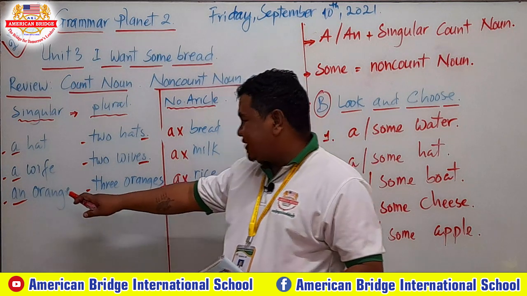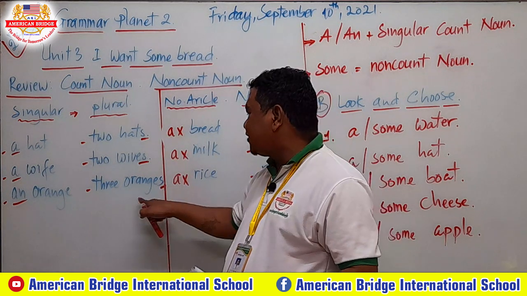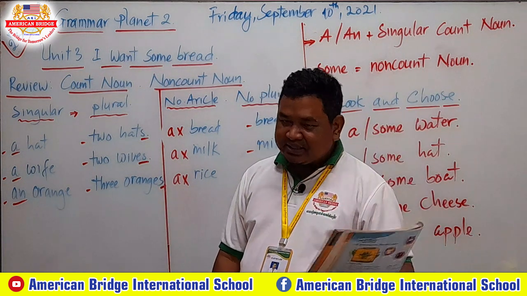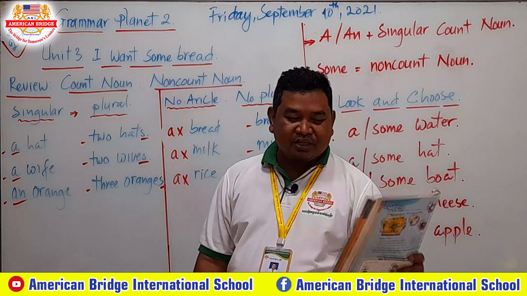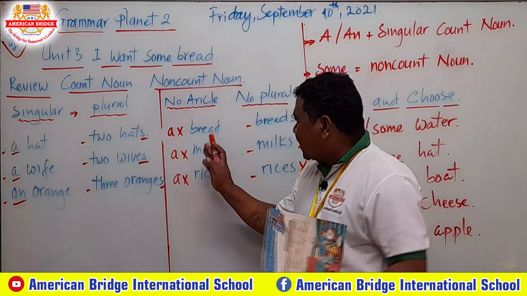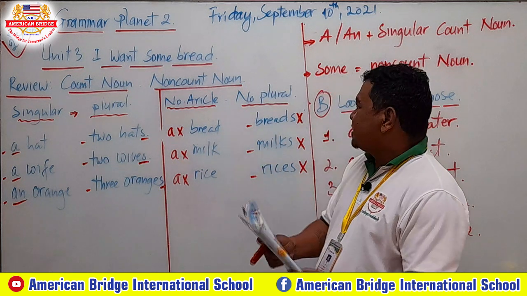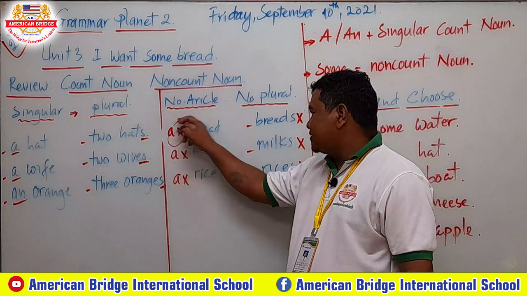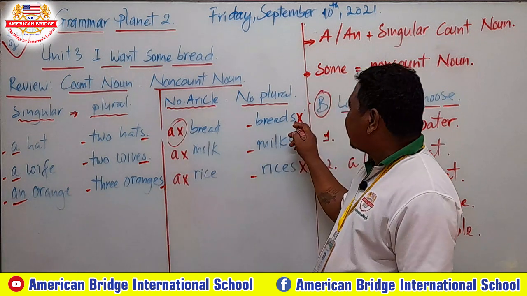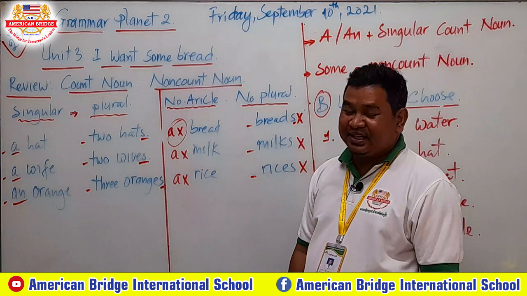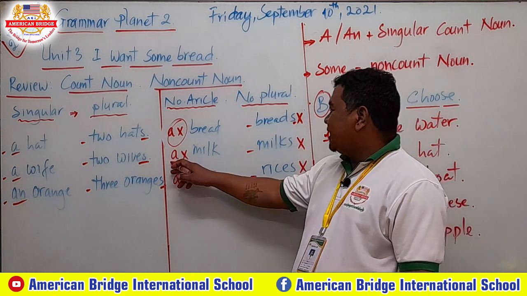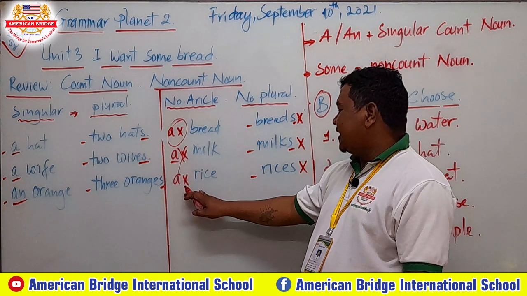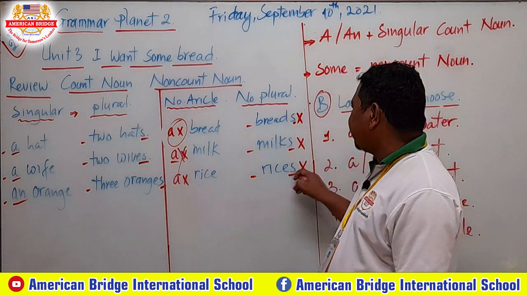And orange, an orange, can you see? One orange and then three oranges, we have to add s. So this one is a count noun. Non-count noun, as I have already told you, like the word water. And bread, in here we have bread. So you cannot write a bread. I want a bread. No. No s, okay? So this one, bread, no plural. Understand? No plural. A meal, you cannot use a meal, or meal with s, no. A rice, you cannot use a rice or rice with s, no.